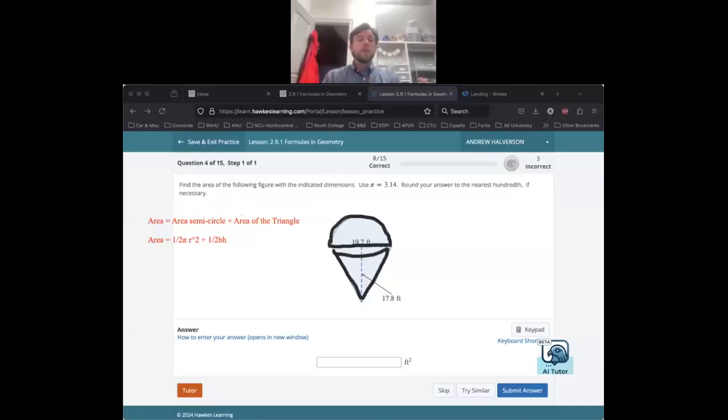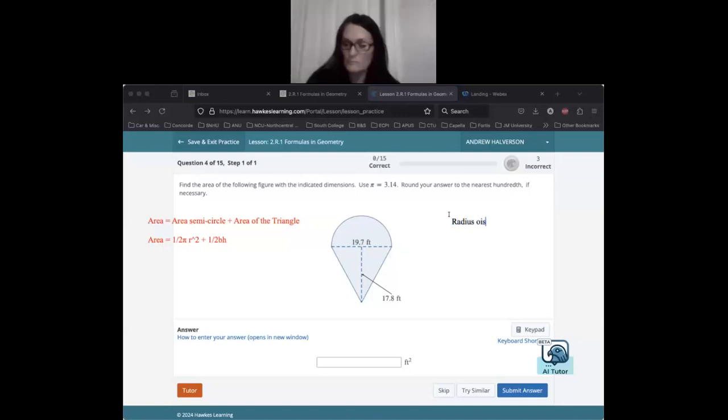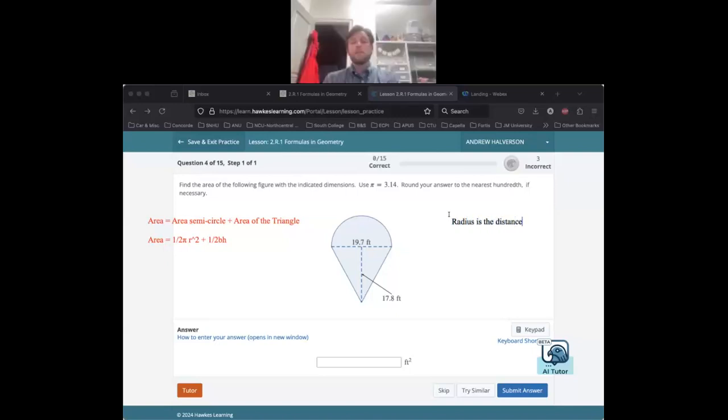So then the other thing now is let's actually digest it and do it. In order to do the area of a circle or the half circle, the only thing we need to know is what's the value of r. And r is the radius. R is the radius of a circle. So the radius of a circle is the distance from the edge to the center of the circle. Okay.